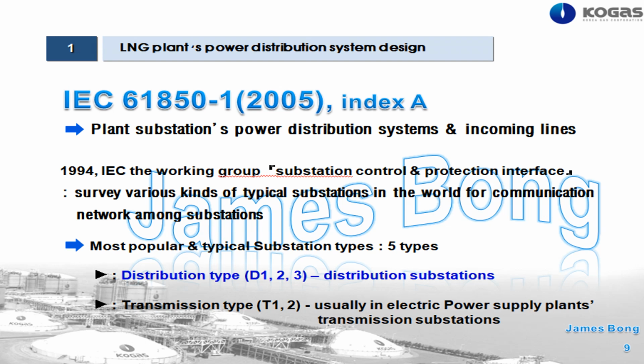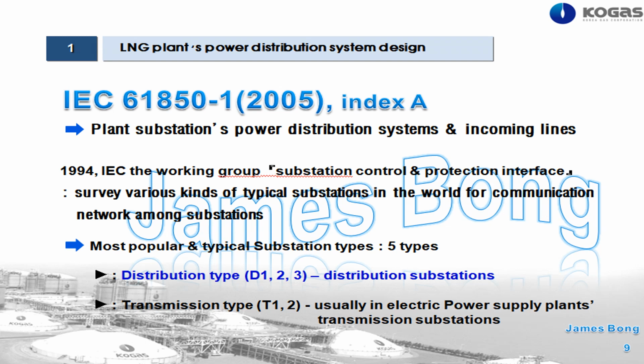In IEC 61850-1 Annex A, they suggest the most popular and typical 5 kinds of distribution types. They distinguish distribution types D1, 2, 3, and transmission types T1, 2, and they said T-type is usually used in electric power plants' transmission substations.